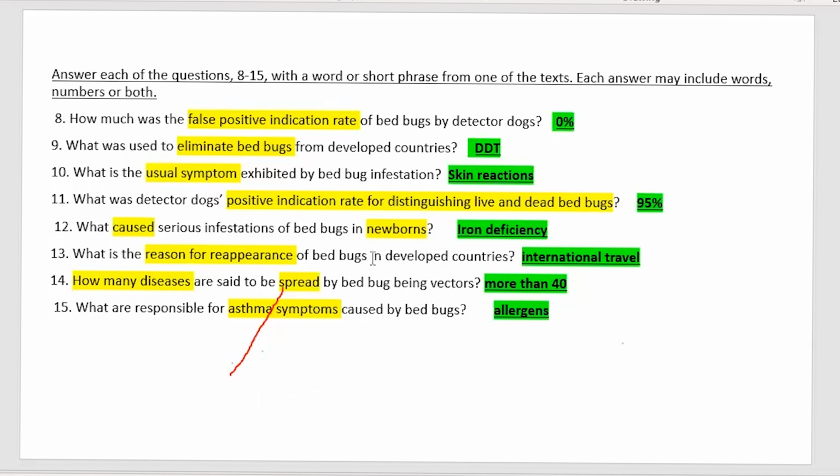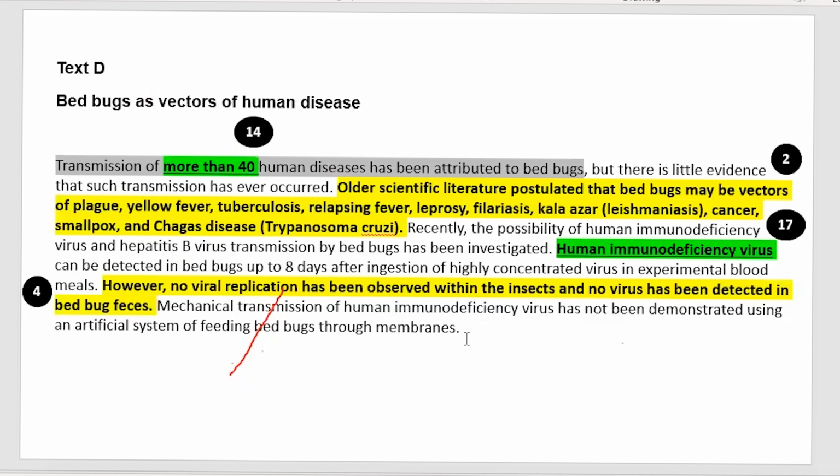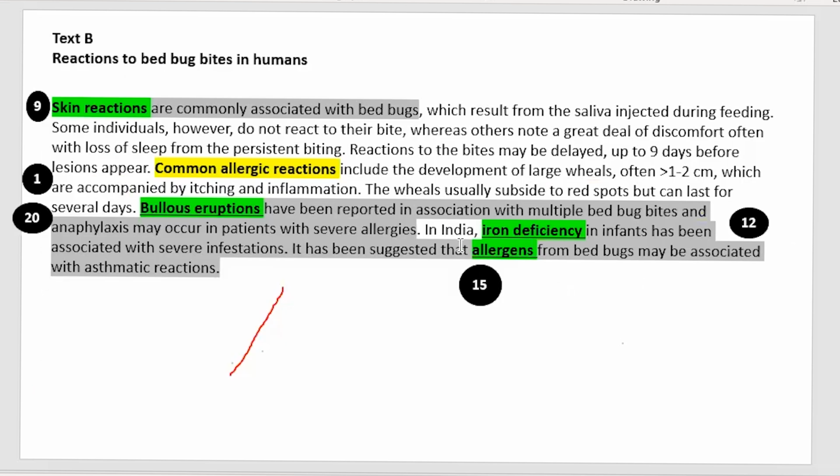Where can you find this answer? You can clearly find this answer in text B. In text B, the last but second line, second sentence says, in India, iron deficiency in infants has been associated with severe infestations. Okay, so the answer is iron deficiency.